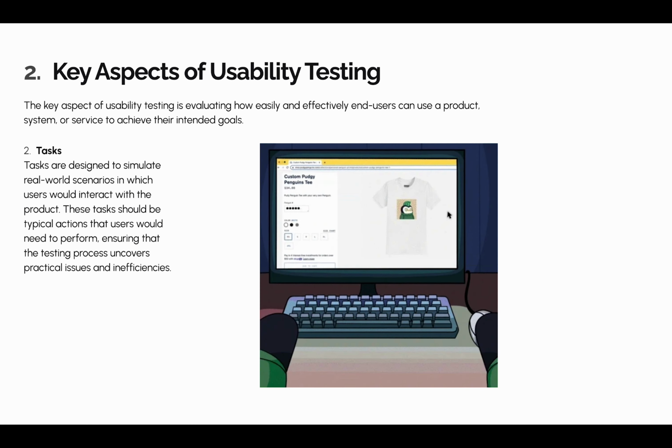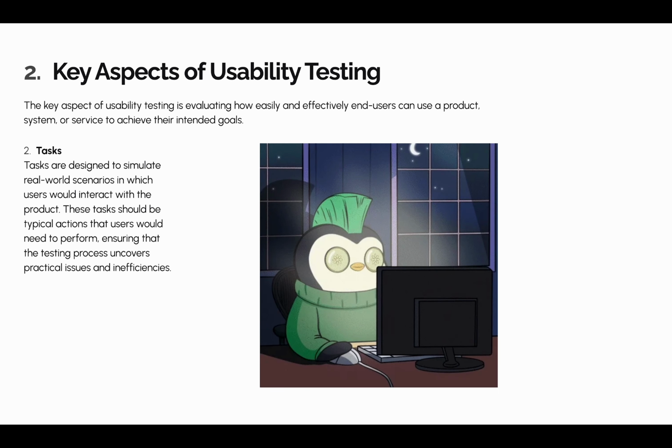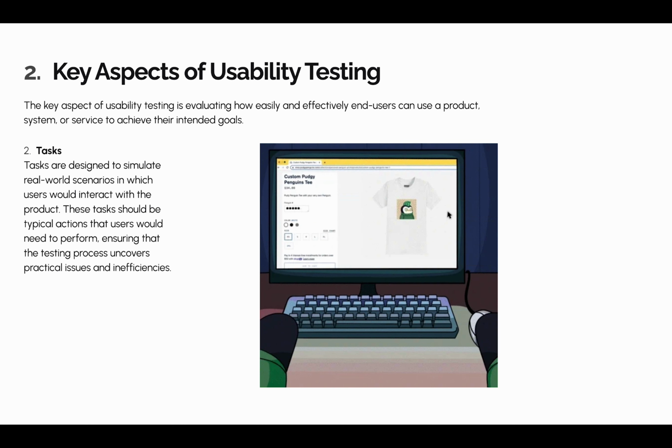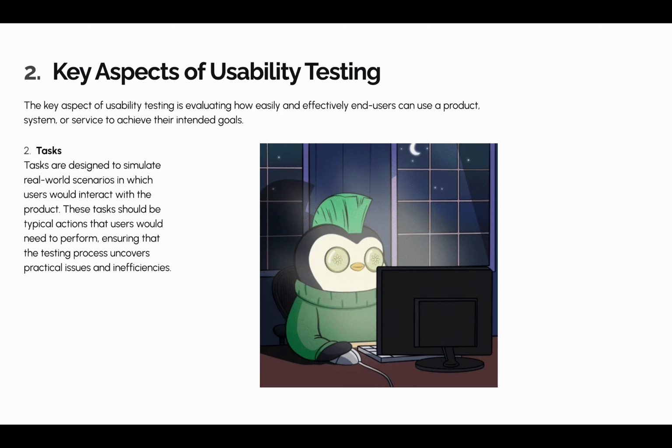Next, we have tasks. These are designed to simulate real-world scenarios in which users would interact with your product. These tasks should be typical actions that users need to perform. So for example, if you're testing an e-commerce website, tasks might include finding a product, adding it to a cart, and completing the whole checkout process, right? And well-designed tasks help uncover these practical issues.